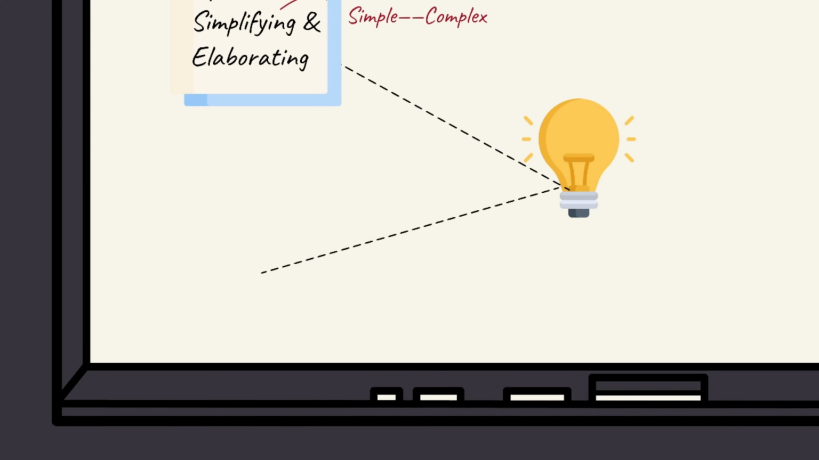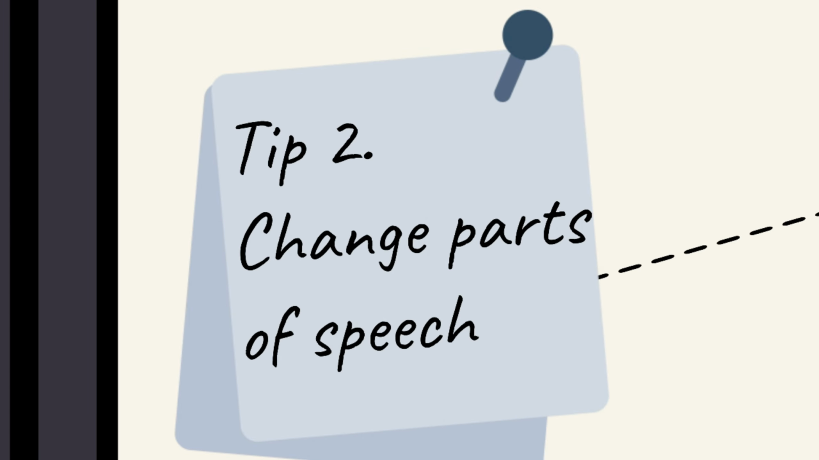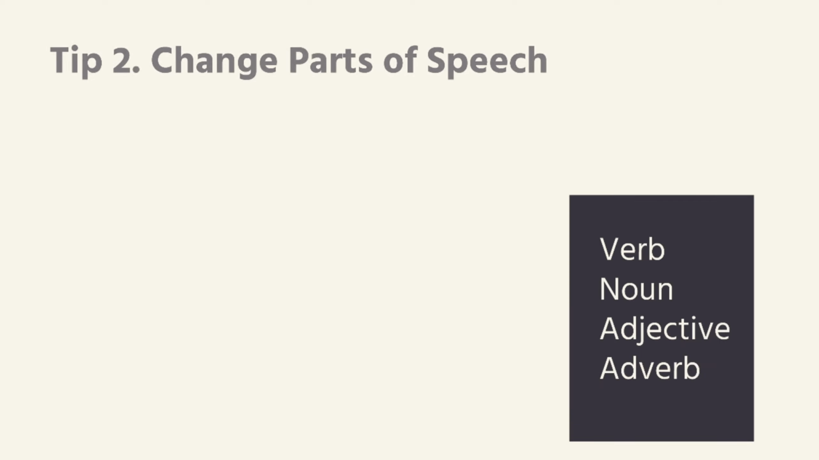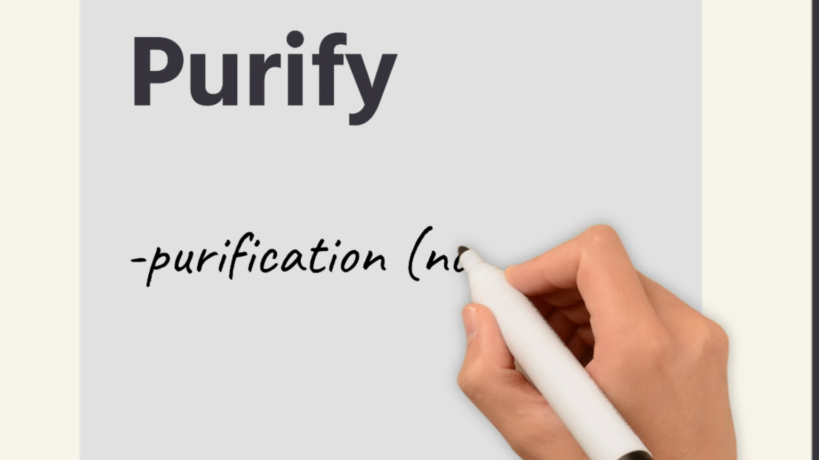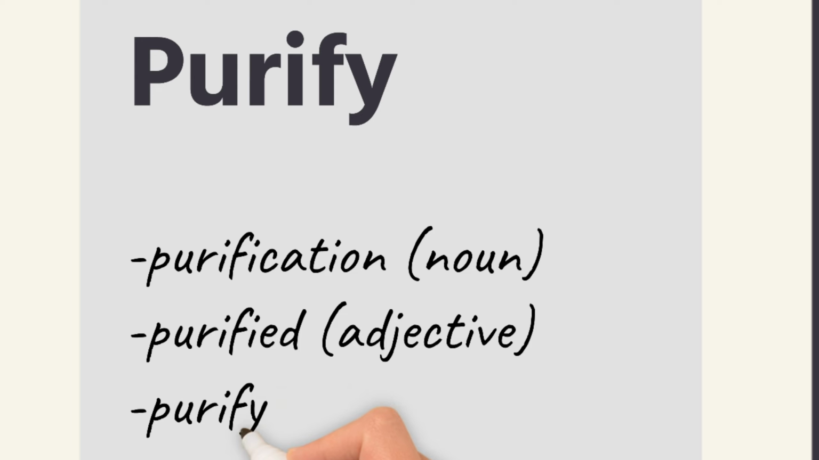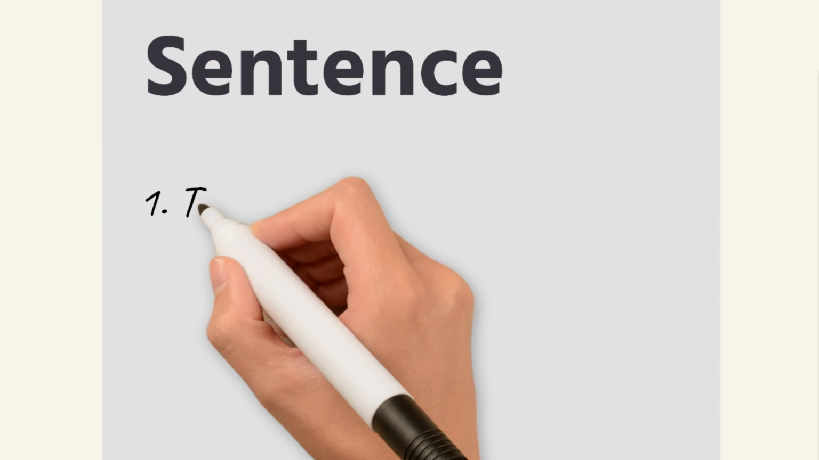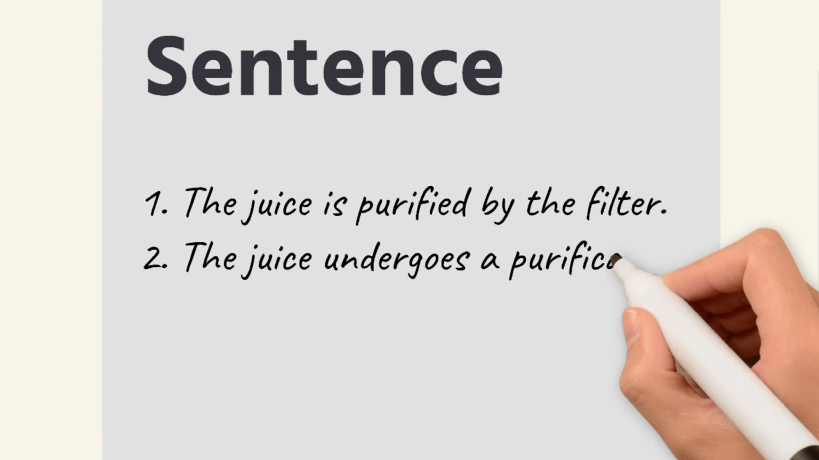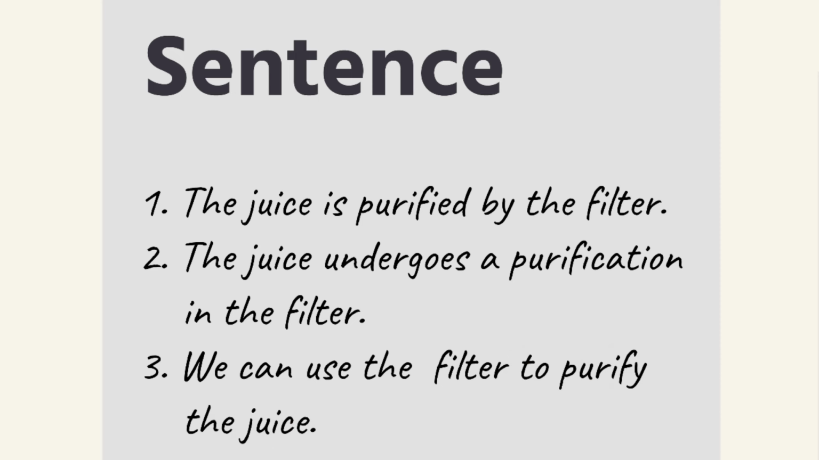Tip 2. Changing parts of speech. Rewrite the same word by changing the part of speech, thus altering the sentence structure. Verb, noun, adjective, adverb. Swap them. For example, purify, verb, can become purification, noun, purified, adjective, and purifying, verb and adjective. The sentence structure will then become: first, the juice is purified by the filter. Second, the juice undergoes a purification in the filter. Third, we can use a filter to purify the juice.